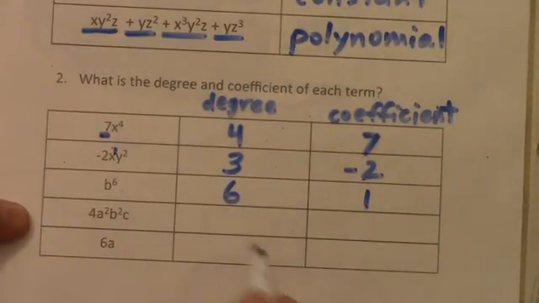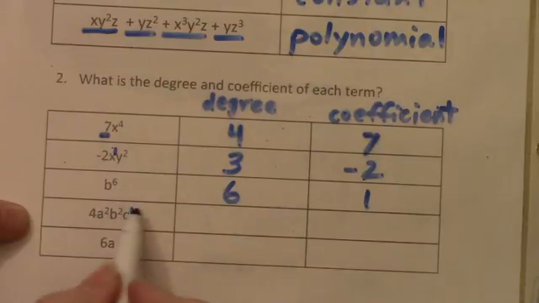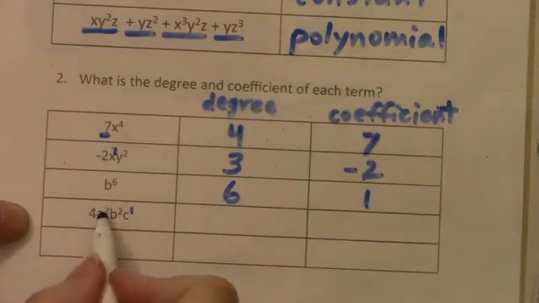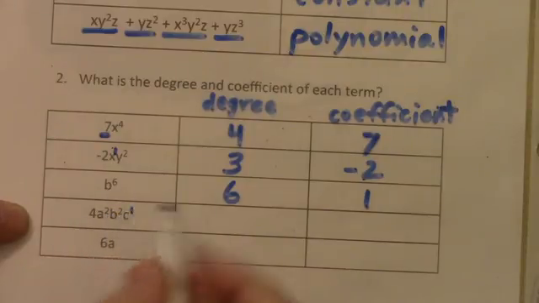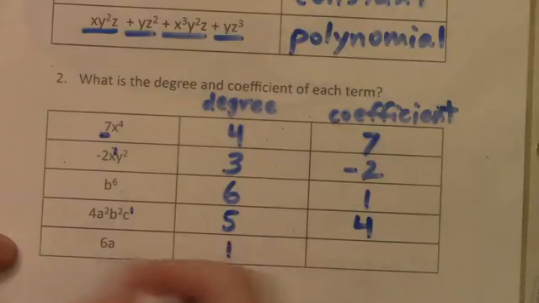I realized it when I got to this one. We have a 2, and there's also a 1 there. This is one term. What is the degree of this term? We get to add them together. 2 plus 2 is 4 plus 1. This is a degree of 5, and the coefficient is 4. What's our degree here? Our degree is 1, and the coefficient is 6.